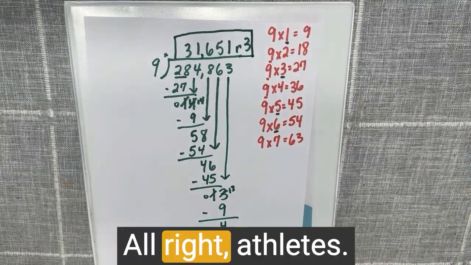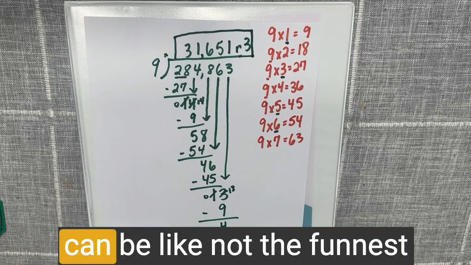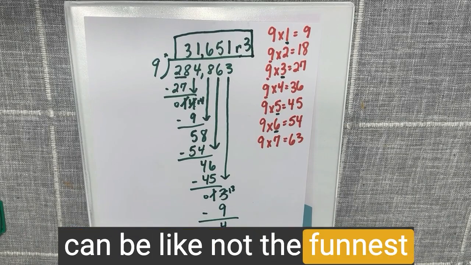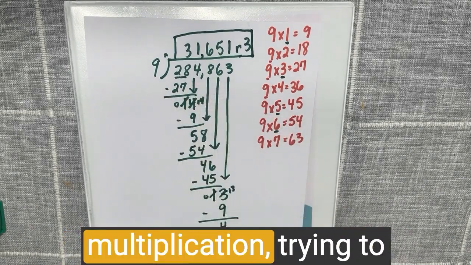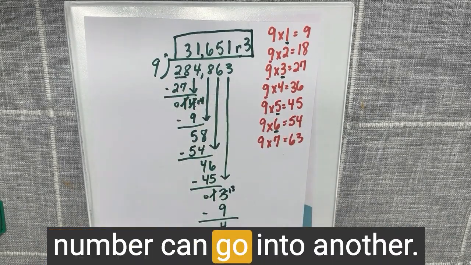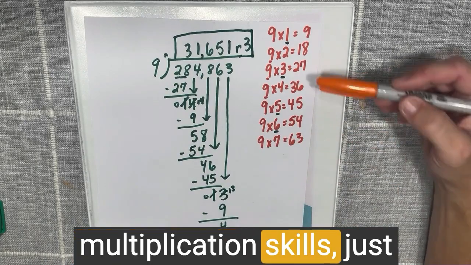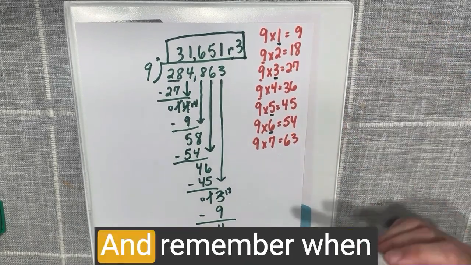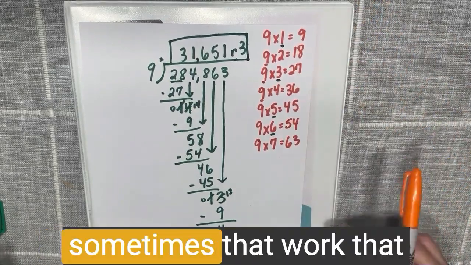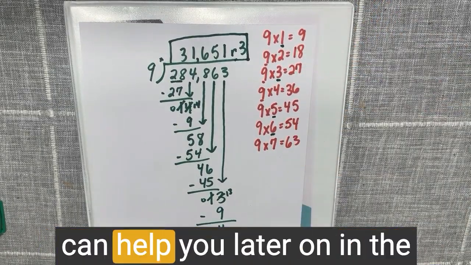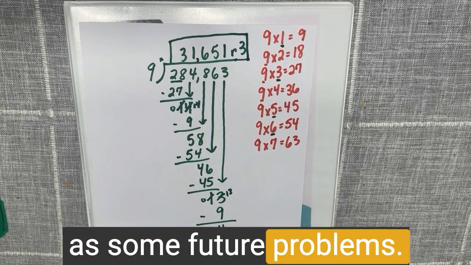All right, mathletes. So today's episode, we worked on long division. I know that long division can be not the funnest thing in the world, but just remember, all it is is we're just working on that multiplication, trying to figure out how many times a number can go into another. Remember, if you don't feel confident with your multiplication skills, just work them out on the side. And when you work them out on the side, never erase it. Always keep it there, because sometimes that work that you work out on the side can help you later on in the problem, or maybe even in some future problems.